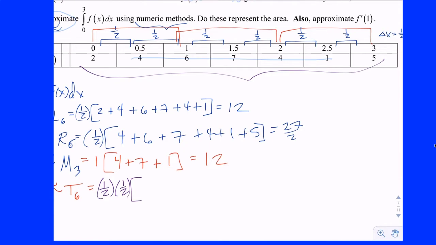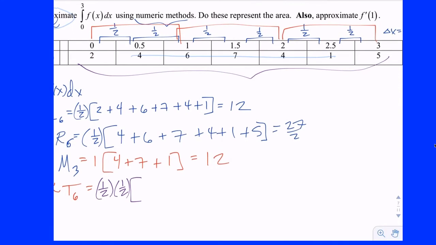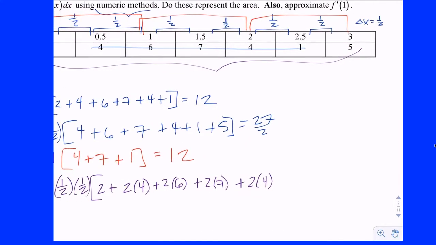So here we go. If you're doing this on a free response, be careful not to double the values in your head, because then you're not going to be numerically indicating your method. If you show the table values in your calculations, then it's indicating your method. So here we go. It's 2 plus, and now twice 4, plus twice 6, plus twice 7, plus twice 4, plus twice 1, and then the last one is plus 5.